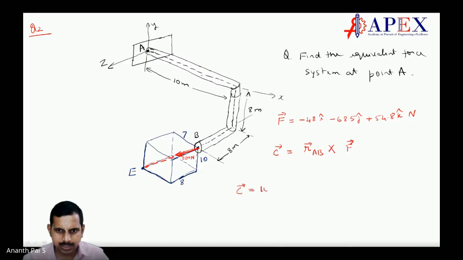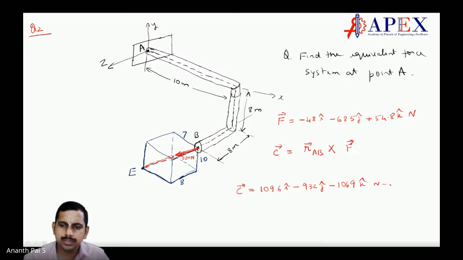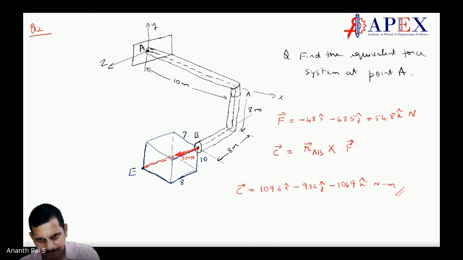The answer is minus 931.78J minus 1068.8K. Correct. Simple. This is the answer. This is the textbook answer.